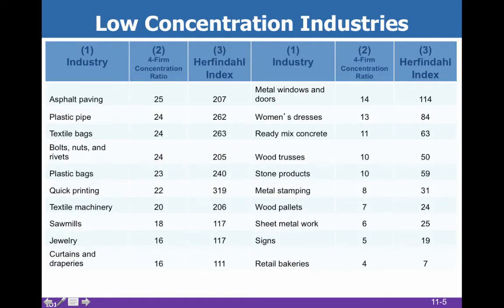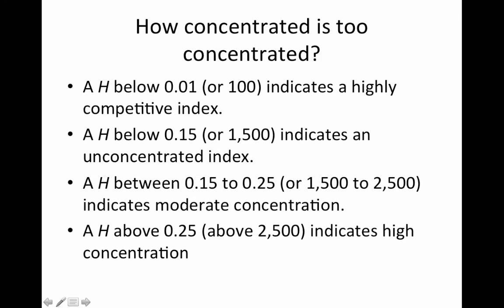So here are some examples in various industries. Asphalt paving has a relatively high, I guess, Herfindahl index, at least on this list. But you can read that on your own time. This is pulled off of Wikipedia, or some other website. This isn't super scientific or anything. But if you're going below 100, then you're going to be highly competitive.